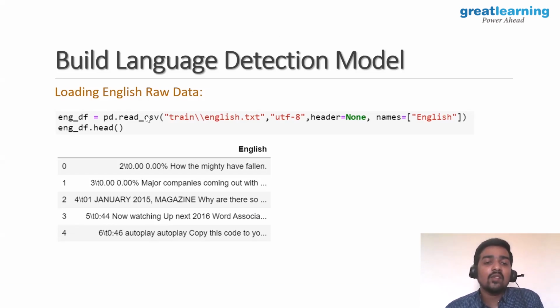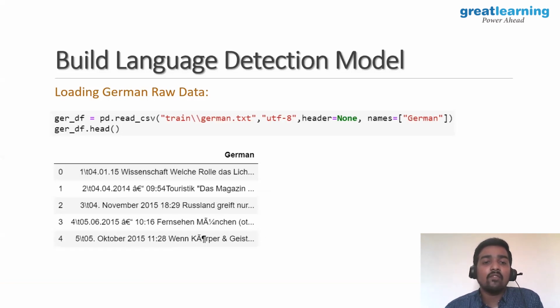Here we have just used the pandas read_csv function to load the data, and we know the format is UTF-8. We don't have a header here, so we are adding a header. It's a simple pandas load function, and we can see how the data has been loaded. We have done the same for the German data. The data we prepared for German is loaded, and we can also see some unnecessary information here: the 954, the timings and the dates.